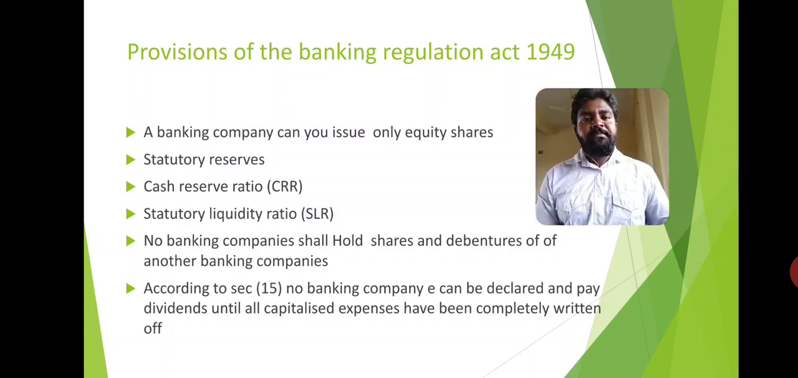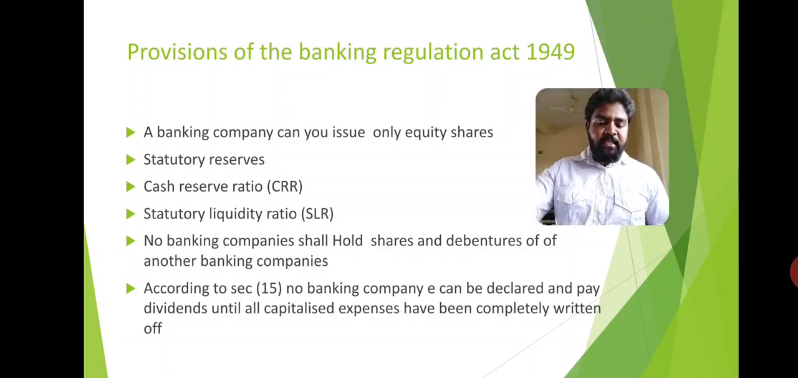And next, come to the statutory reserves. The next provision of the Banking Regulation Act 1949 is statutory reserves. According to section 17 sub 1 of the Banking Regulation Act, every banking company incorporated in India must transfer at least 25% of its annual profits to the statutory reserves. This condition is to be followed. Here all the banks, every year, should transfer 25% of their annual profits to the statutory reserves.